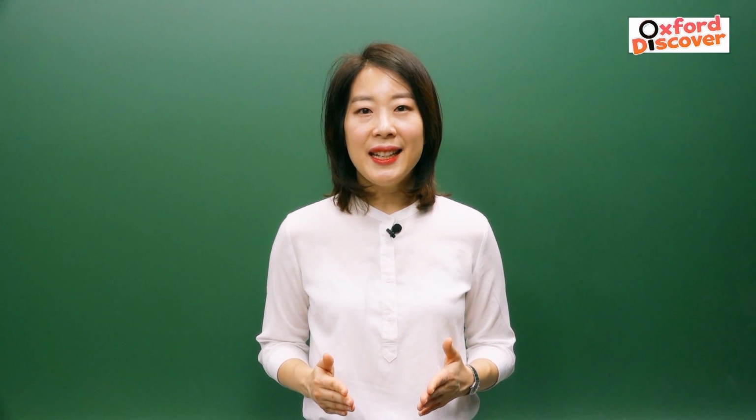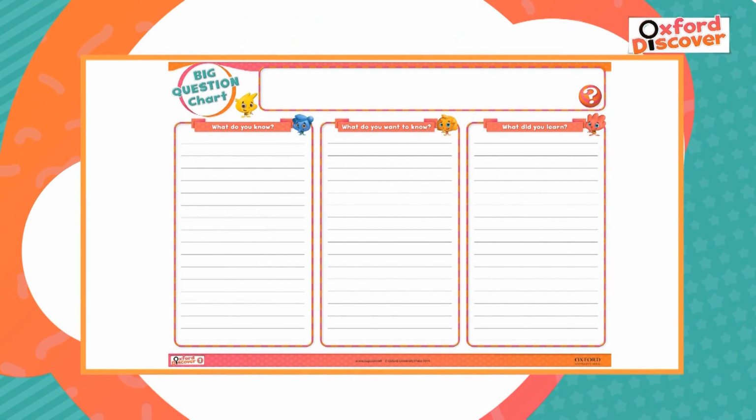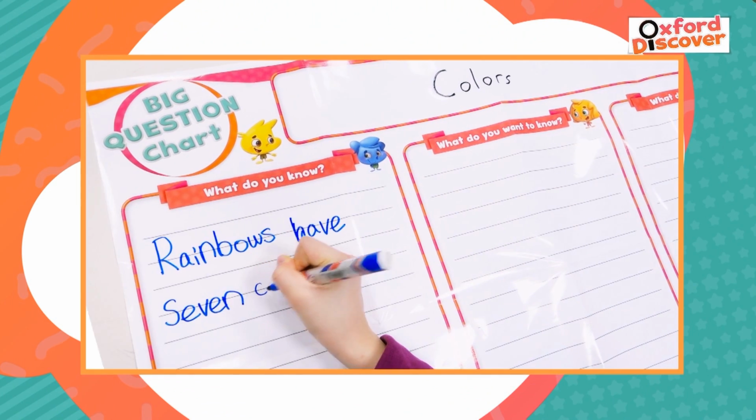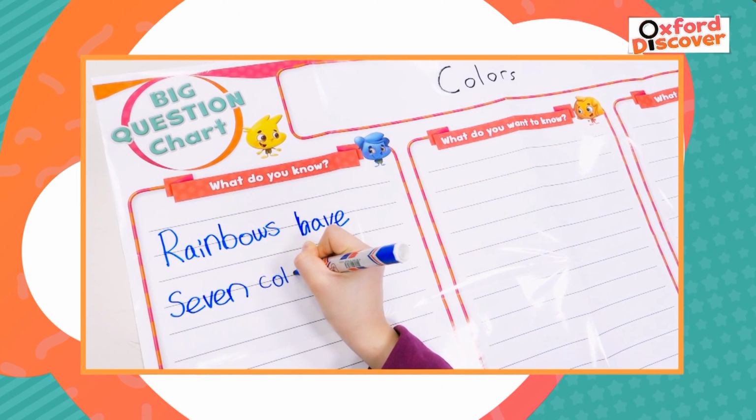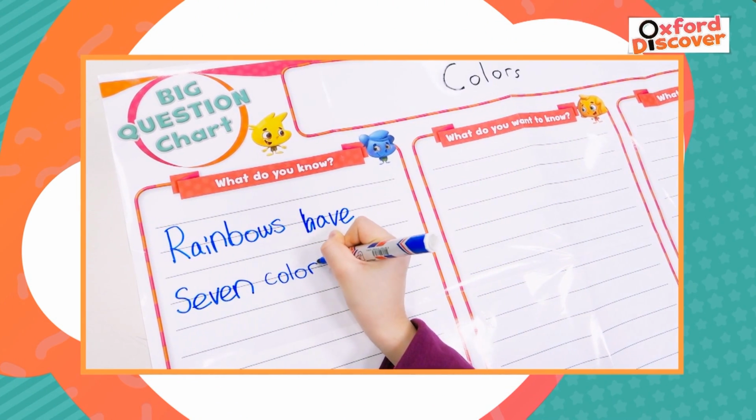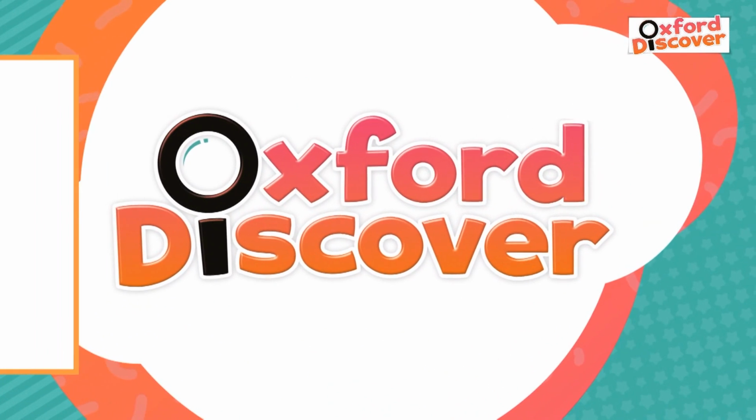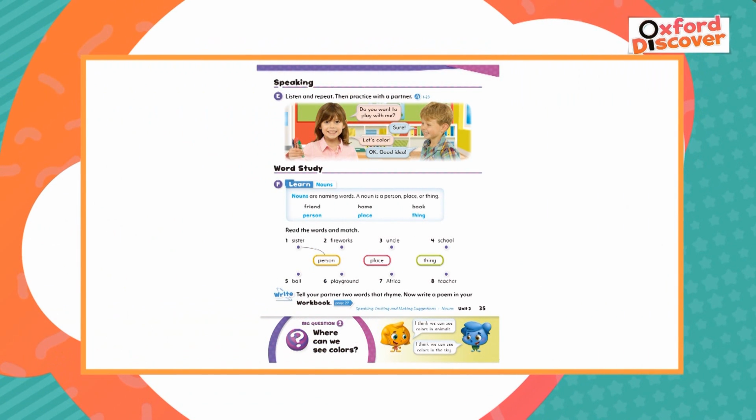In Task D, students are asked to complete a graphic organizer called the Big Question Chart. Students write or discuss verbally what they already know and what they want to know about the big question. You'll notice that in Oxford Discover, students will have plenty of opportunities to practice speaking in meaningful ways and express their views about a given topic.